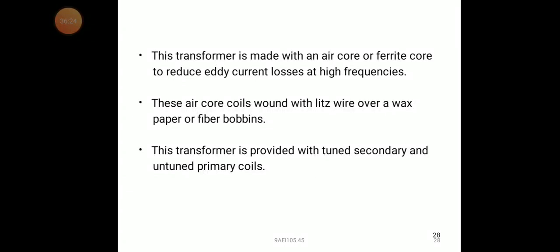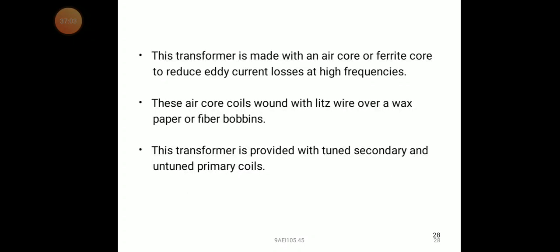These air core coils are wound with litz wire over wax paper or fiber bobbins. This transformer is provided with a tuned secondary and an untuned primary coil. So this is about the radio frequency transformer. We discussed the radio frequency constructional features.